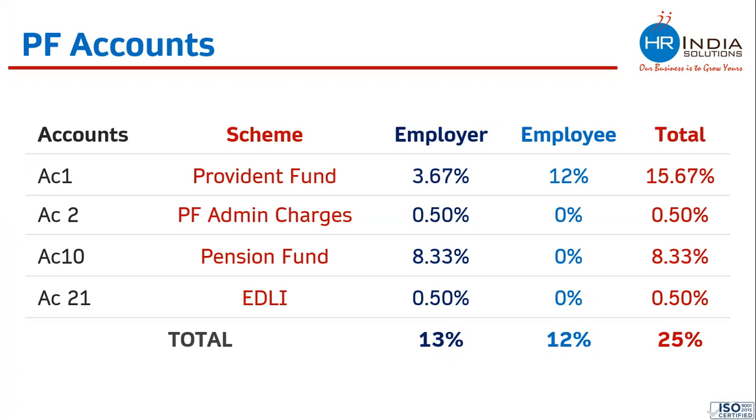Okay, account one is the provident fund account where the employer is contributing 3.67%, which we have seen in the last slide, and the total 100% share of the employee goes into this account. So a total of 15.67% goes into provident fund in the name of the employee.